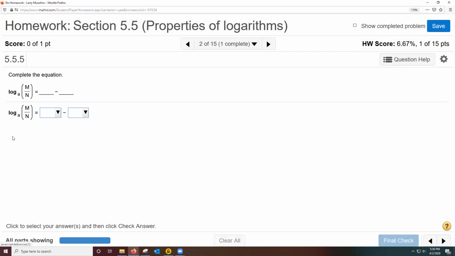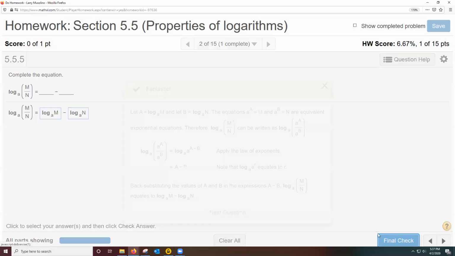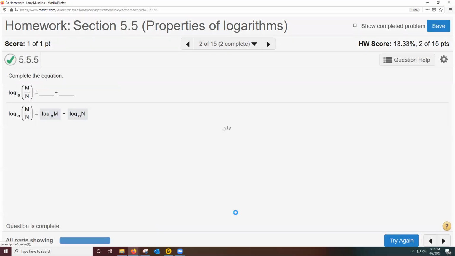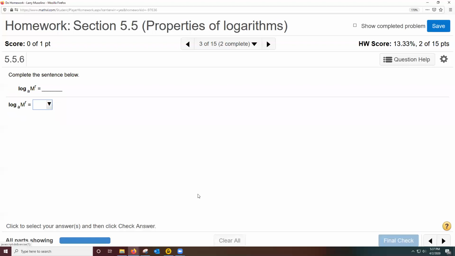The second property says if you're taking the log of a division, m over n, it's going to translate into the log of m minus log of n. Again, keeping the base the same. So in this case, I'm going to write this as log of the top, which is m, minus the log of the bottom, which is n, keeping the base the same. In our example here, the base was a. All right, let's go one more property.